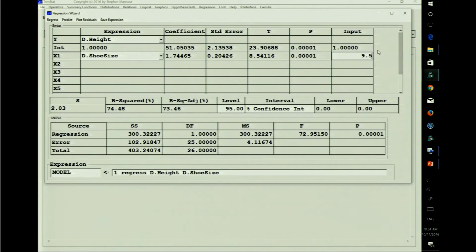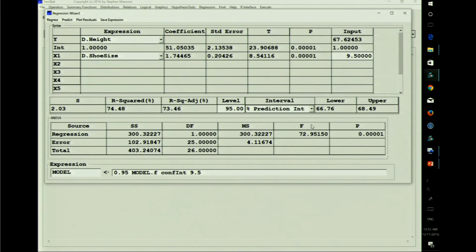Now I put in 9.5 and hit predict, and it predicts the height. Basically the actual height plugs in 51.05 plus 1.7465 times 9.5, and it will give you the height. But that is just a point estimate. What we want here is this confidence interval, so we can predict that the height of the perpetrator is between 66.76 inches and 68.49. Well, that's the confidence interval. What we really would like to have is a prediction interval.